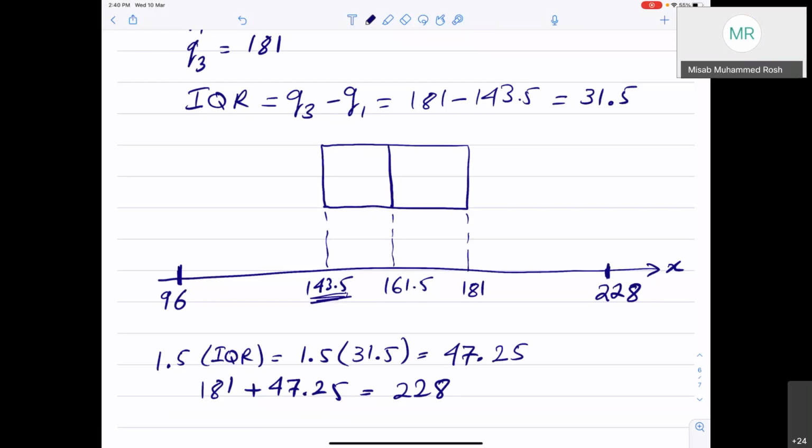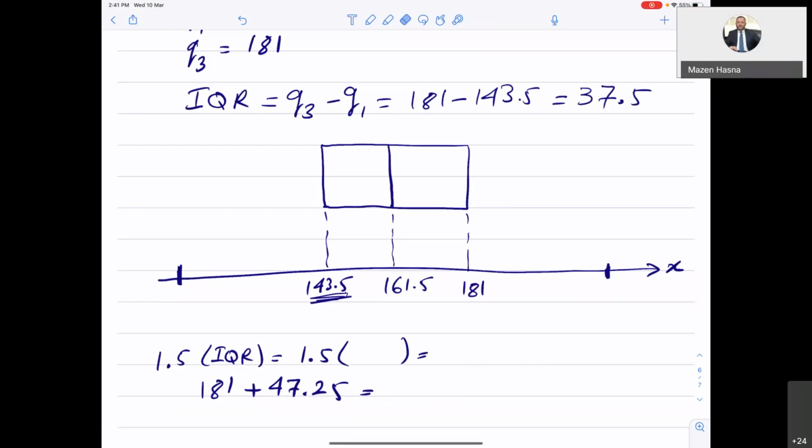Oh, this is wrong. The IQR is wrong. It's 37.5. Sorry. So those two numbers are wrong. So 1.5 times the IQR is 1.5 times 37.5, which is 56.25.